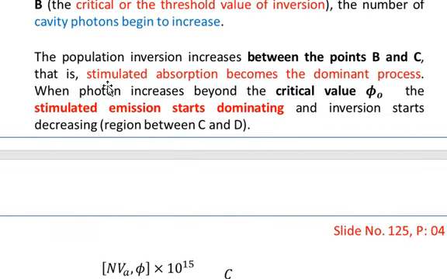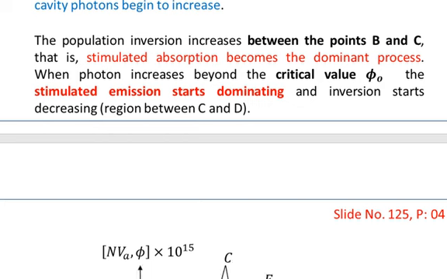So let me say again that the population inversion increases between the points B and C. That is, the stimulated absorption becomes the dominant process until the photon number increases beyond the critical value phi naught. Then the stimulated emission starts dominating and the inversion starts decreasing, as in the region from C to D. So the simple case is that when the inversion starts increasing, it means that the stimulated absorption starts increasing, and when the inversion starts falling, it means that the stimulated emission becomes the dominant phenomenon.